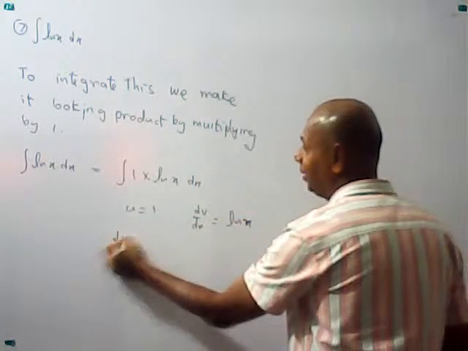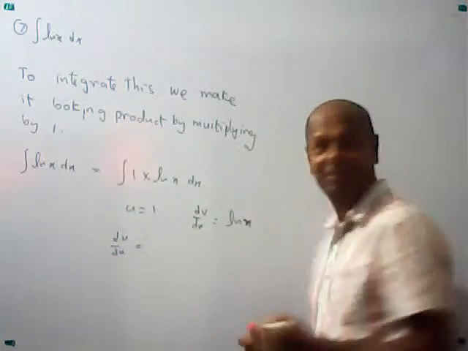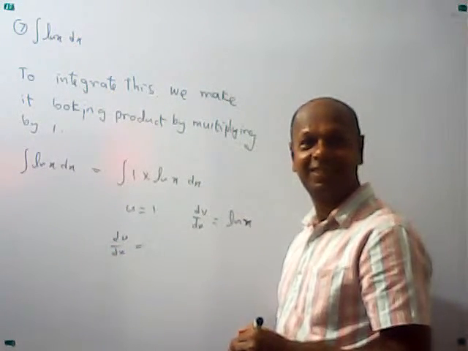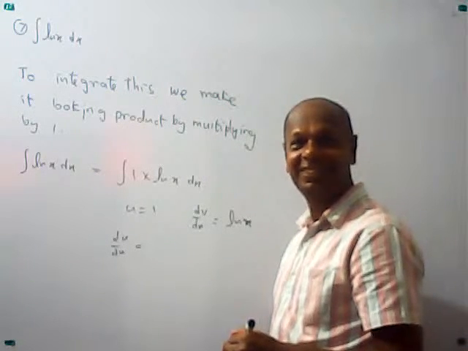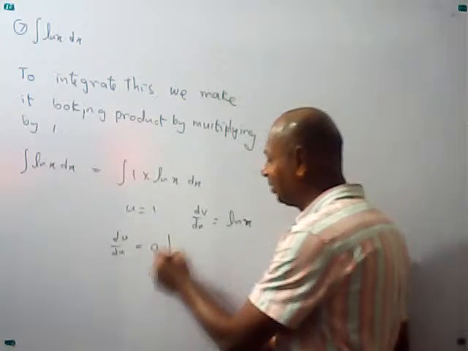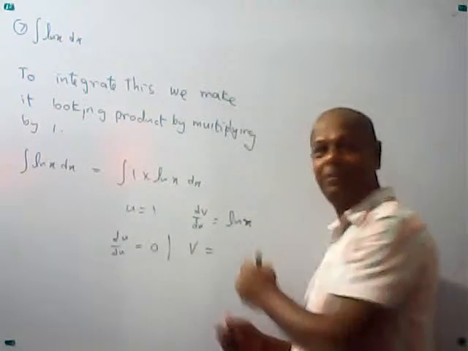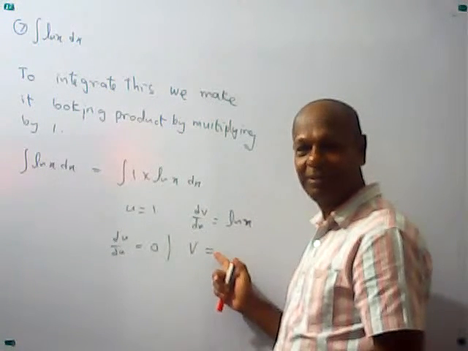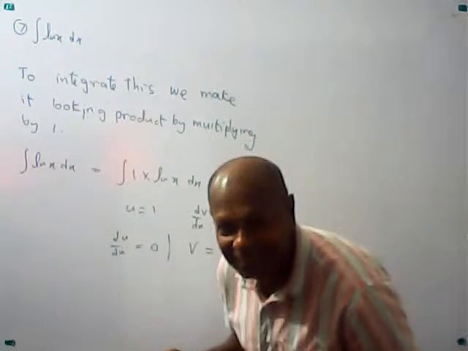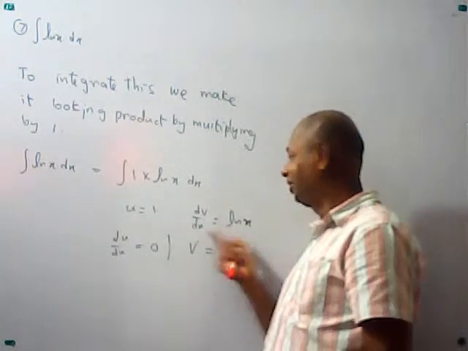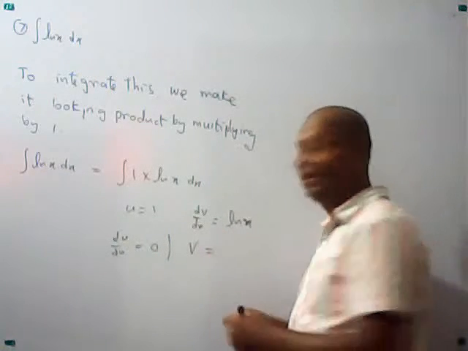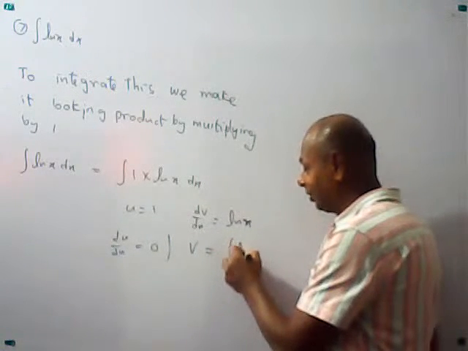Then du by dx will be equal to, differentiating 1, 0. It will disappear. On the other hand, v will be equal to the integral of ln x.